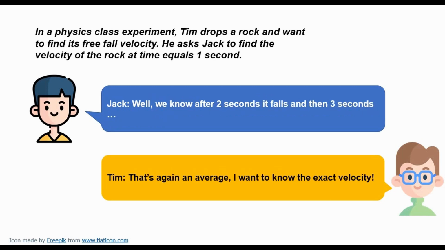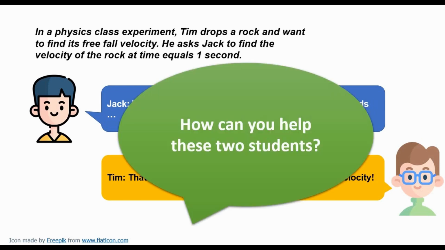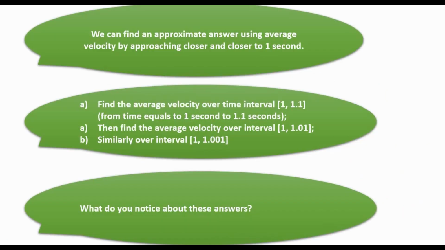Jack then says, well, we know after 2 seconds it falls and then 3 seconds. Tim emphasizes, this is again an average. I want to know the exact velocity. How can we help these two students? Well, we can find an approximate answer using average velocity by approaching closer and closer to 1 second.